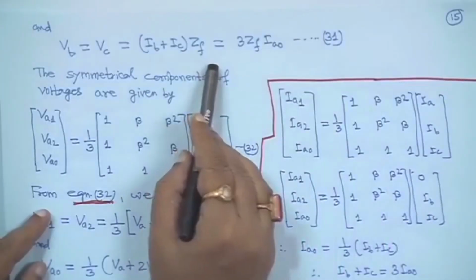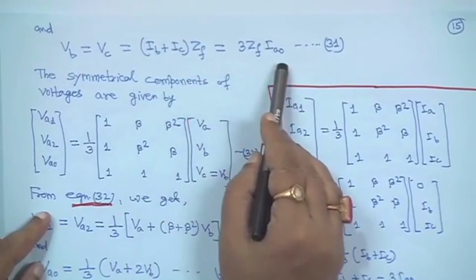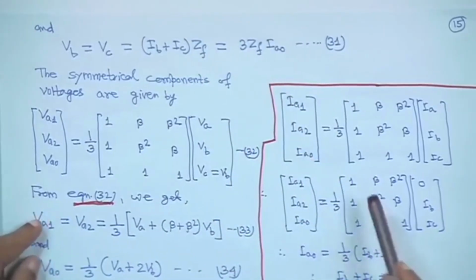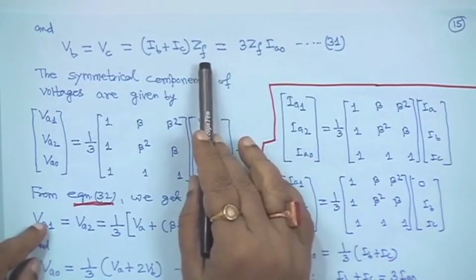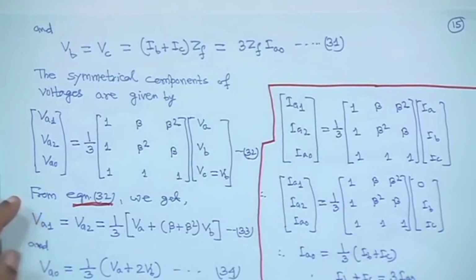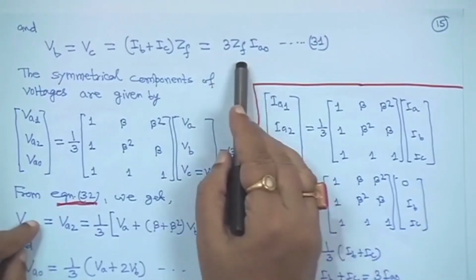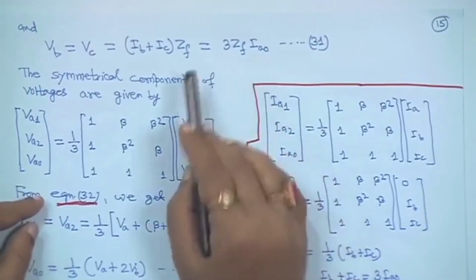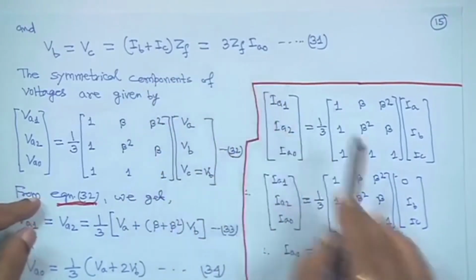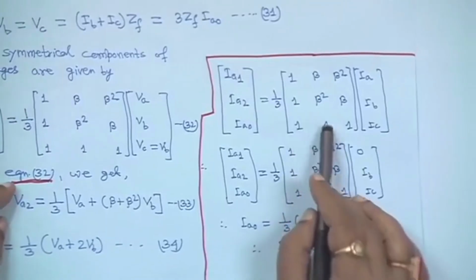So, V b is equal to V c, which is equal to (I b plus I c) into Z f, which is equal to 3 Z f I a 0. We will come to why we are writing 3 Z f I a 0. Here we will see that I b plus I c is equal to 3 I a 0. I am writing it here on the right hand side.